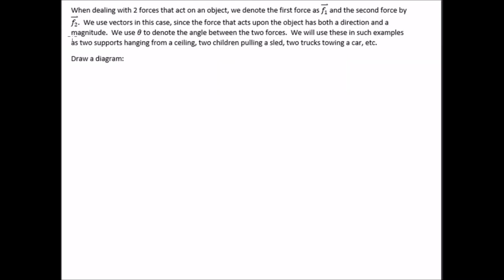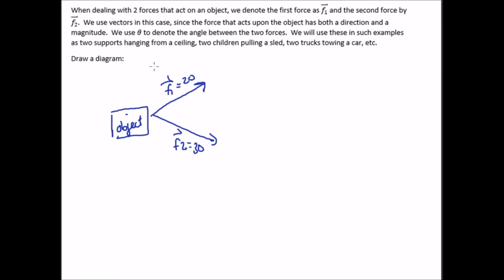Now, let's actually apply vectors. When dealing with two forces that act on an object, let's just draw an object here. We denote the first force as vector F1, and the second force as vector F2. We use vectors in this case since the force that acts upon the object has both a direction and a magnitude. The force could be, I don't know, 20, and the force here could be 30, for example. And of course the direction of these vectors is the direction that the force is taking on.